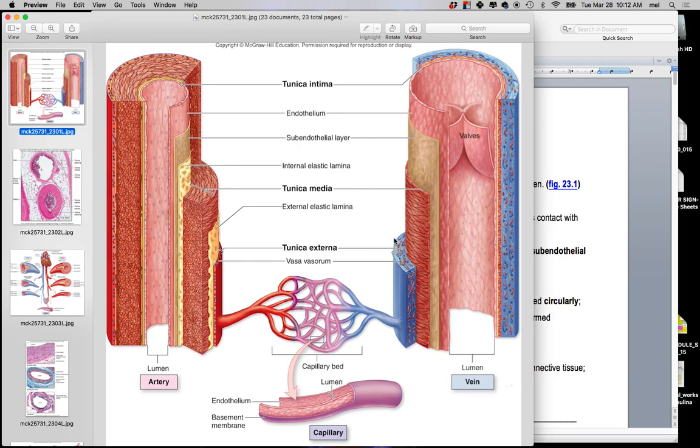And then on the outside, by the way, they have blood vessels, capillaries, to themselves. Because this part right here is, of course, going to get oxygen from the blood that's in it, especially on this one. But this doesn't.